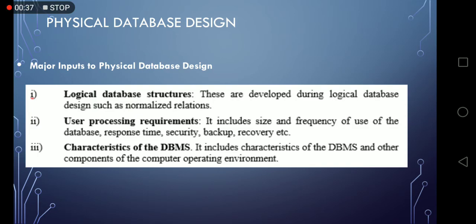Major inputs to physical database design. There are three major inputs to physical database design: logical database structures, user processing requirements, and characteristics of DBMS. Logical database structures are developed during logical database design, such as normalized relations. User processing requirements include size and frequency of the use of database, response time, security, backup, and recovery. Characteristics of DBMS include characteristics of DBMS and other components of computer operating environment.